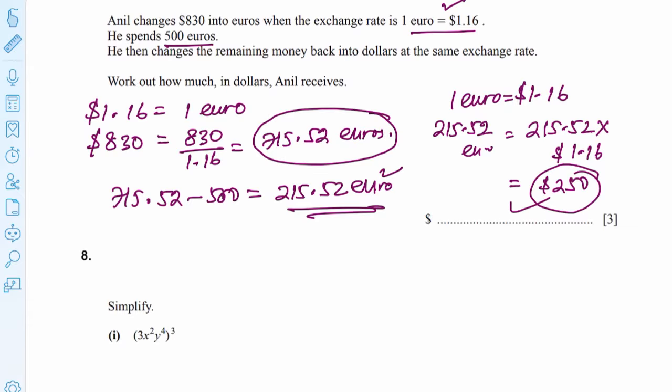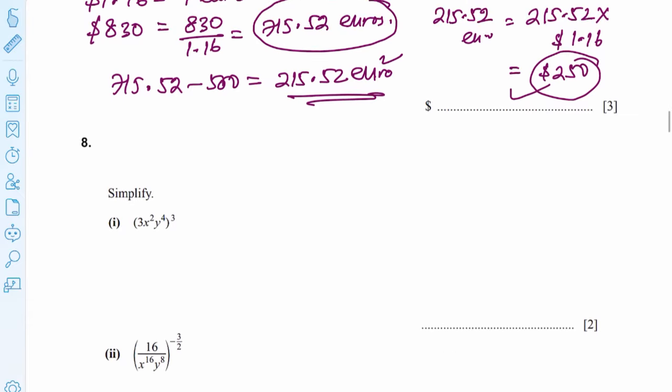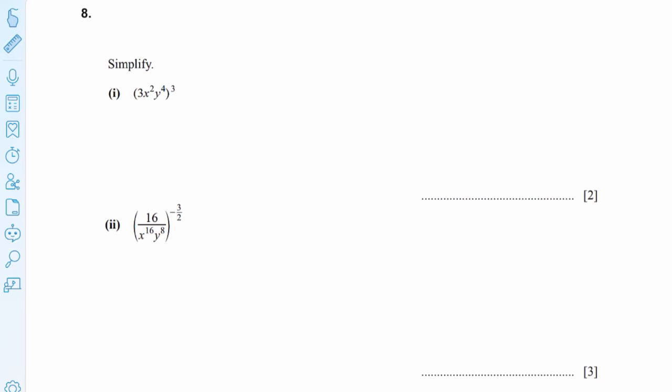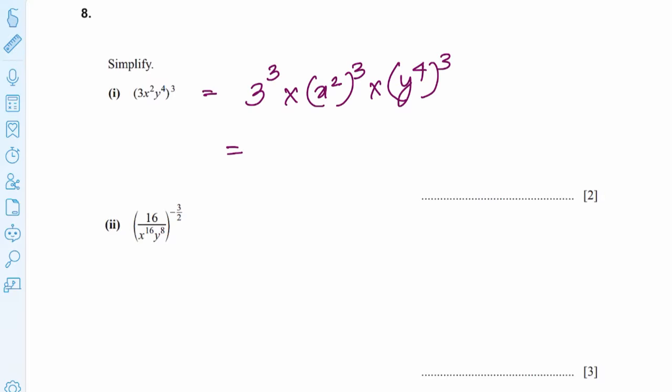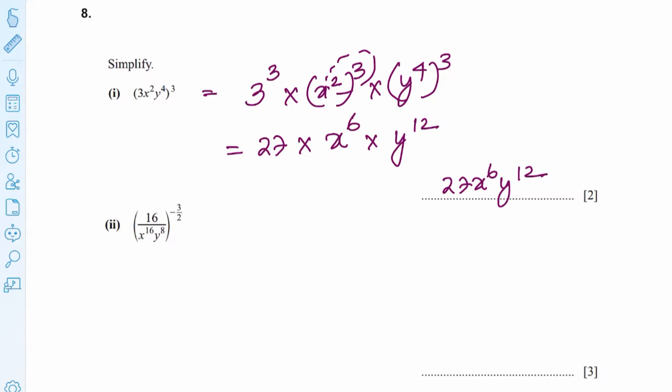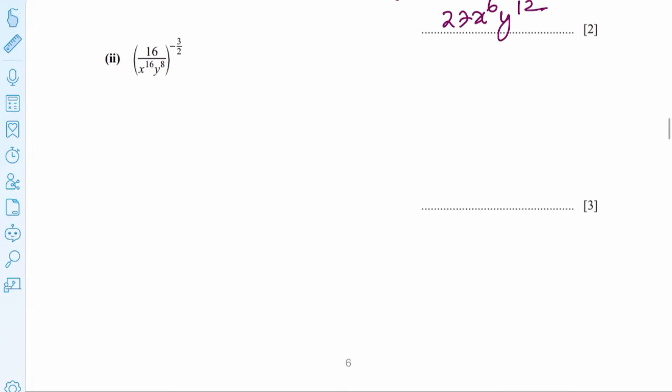Okay, yes. The next question is about indices. You can see here, if I expand this bracket, what will happen? It will be 3 power 3 times x squared power 3, then y power 4 power 3 as well. So 3 times 3 times 3 is 27. This will be x power 6, because it is a power of a power, so we multiply: 3 times 2 is 6, and y power 12. This is the answer for this question, so we can write down 27, x power 6, and y power 12. Got it?